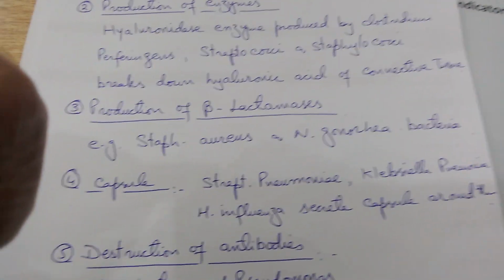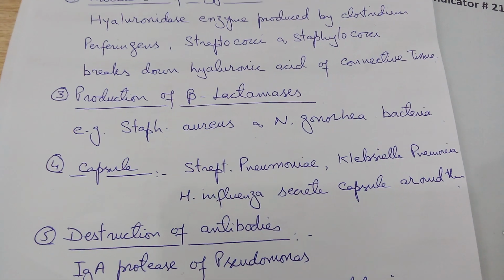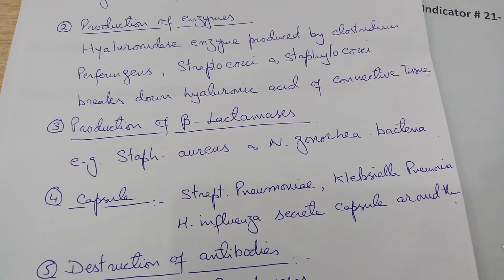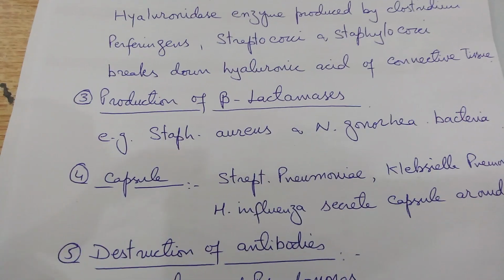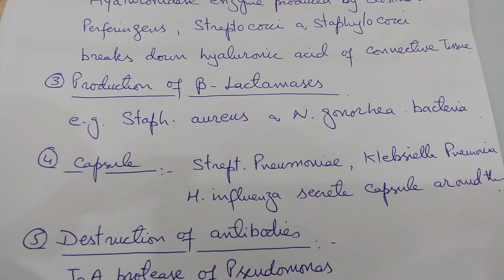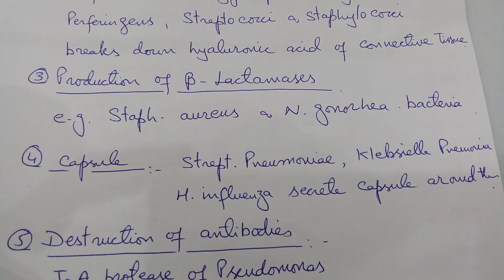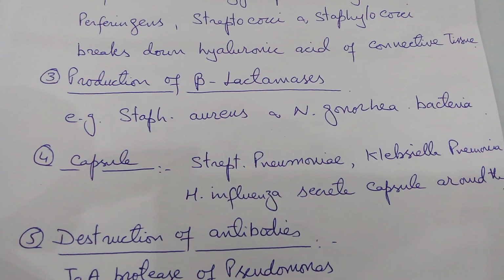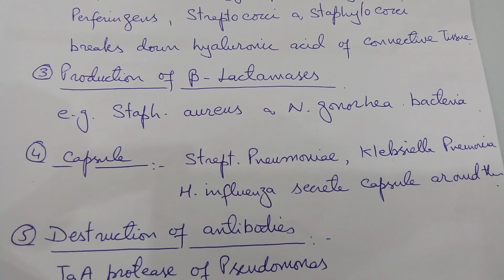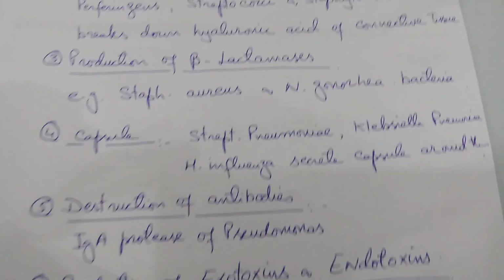Third factor is production of beta lactamases. Students, beta lactamases are antibiotic enzymes. It means they destroy the antibiotics. Bacteria like Staph aureus and Neisseria gonorrhoeae produce beta lactamase enzyme which inactivates antibiotics against these bacteria.